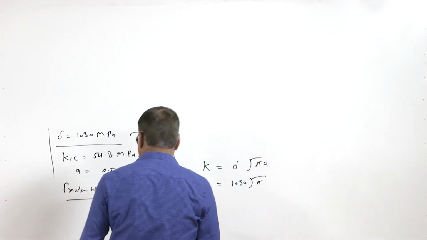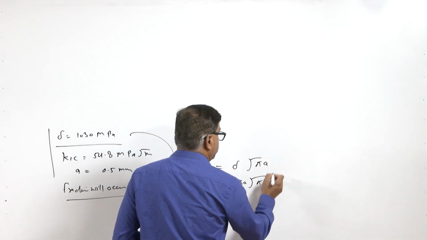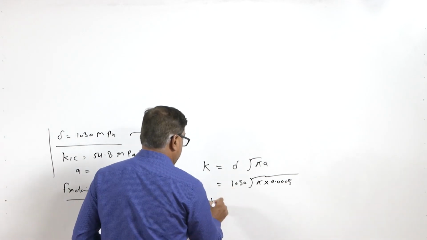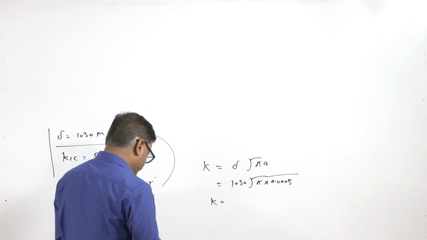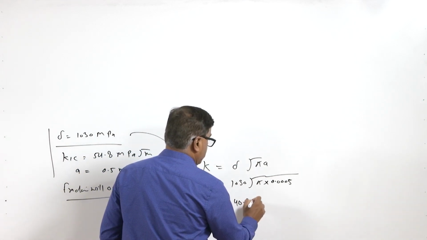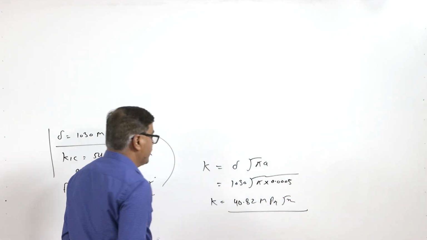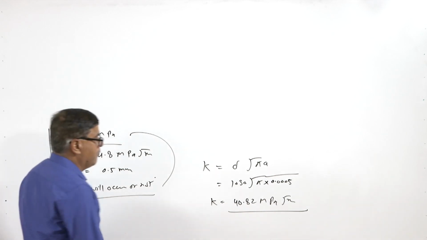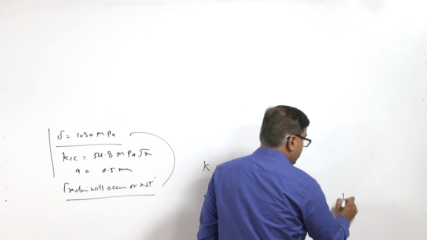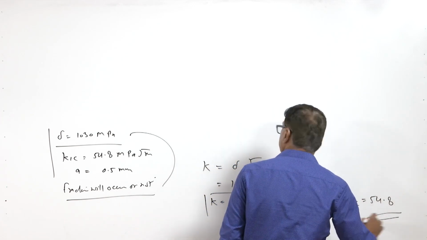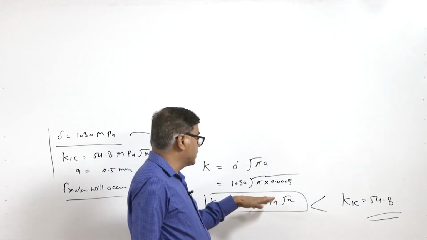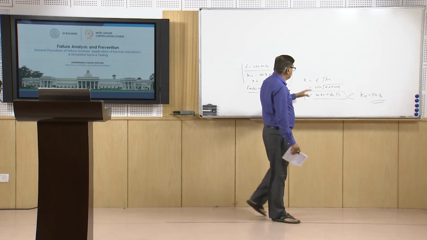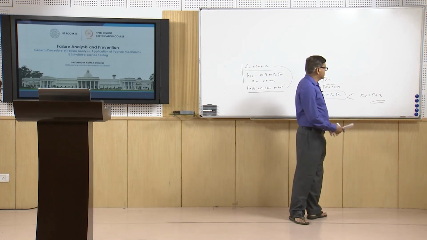Accordingly we have to write the value in meters. So, a is 0.0005. On solving this, the K value, that is the stress intensity factor for this situation, comes to 40.82 MPa under root m. Since the stress intensity factor under this set of conditions of the discontinuity size and the applied stress is 40.8, which is much lower than the K1C value of 54.8 for the material, obviously the stress intensity factor applied for a given combination of applied stress and discontinuity size is lower than the critical stress intensity factor, which is 54.8.